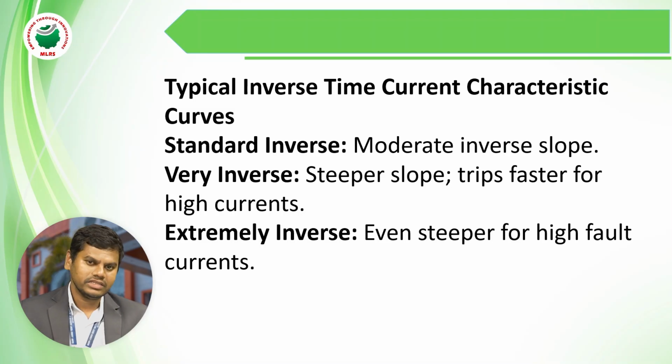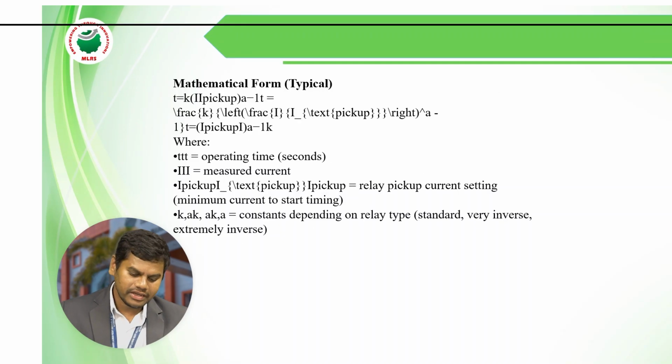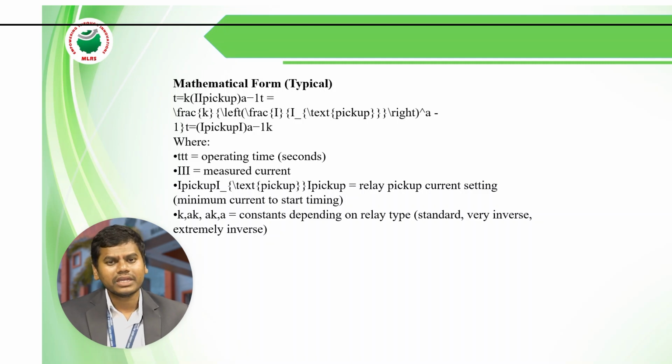So basically three things are involved in that. Here is the mathematical representation. From the mathematical form, t is equal to k divided by (I to the power a minus 1). Here t is the operating time in seconds, and I is the operating current, the measured current.